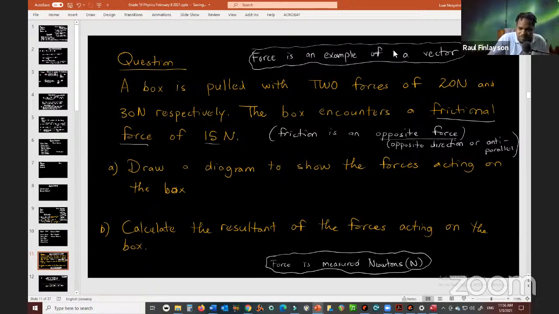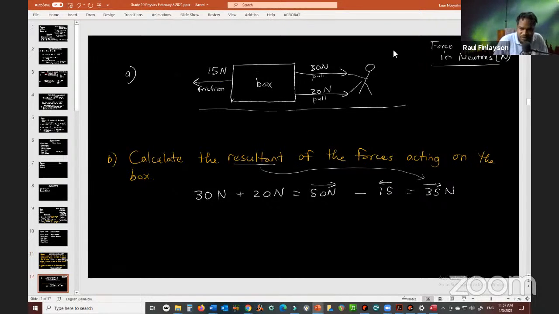The question says here though, the two forces here are 20 and 30. Draw, and then it says here the box encountered a frictional force of 15 newtons. All right. So friction means that. So what are we going to do with this 15 then? All right. So that's the question here. Two forces of 20 and 30. I'll show you the answer later on, but this is what the answer would look like.